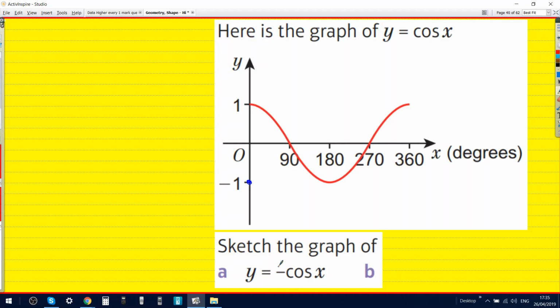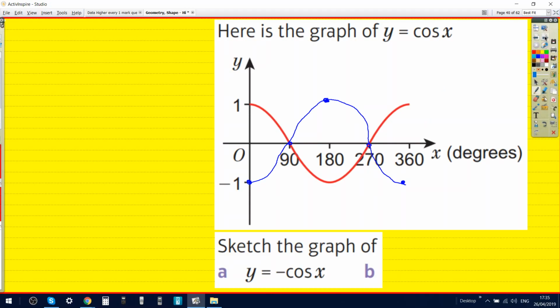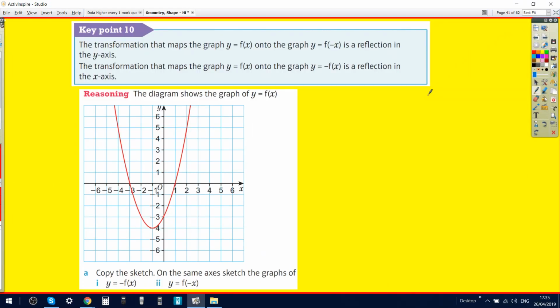So what happens here? Doesn't the x just go down? This one changes all the signs of the y's. So plus 1 becomes minus 1. What happens to minus 1? It becomes 1. Yeah, it becomes plus 1. What about the y's that are 0? They stay at 0, don't they? Yeah, and so it's like a reflection in the x-axis. Okay, how do we do this?